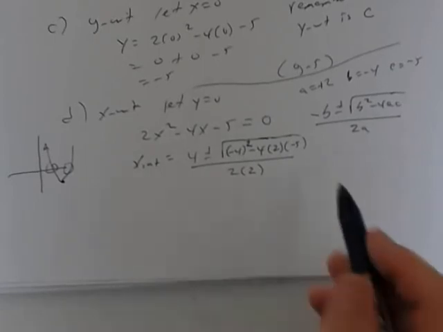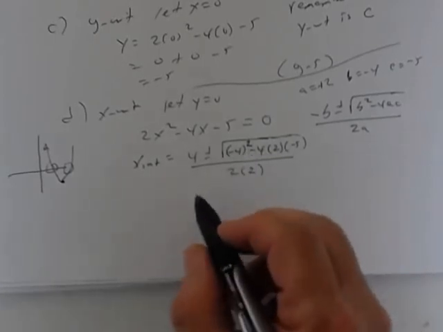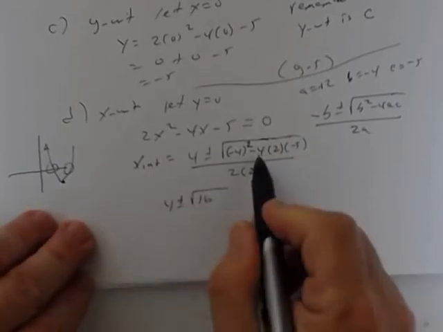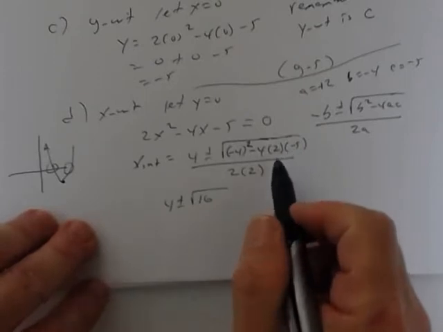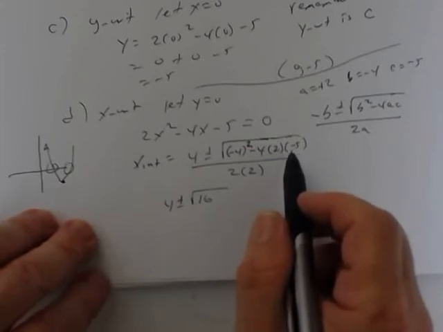All right, let's simplify the discriminant, the radicand. What's negative 4 squared? We get 4 plus or minus the square root of 16. A negative times a positive times a negative is a positive.